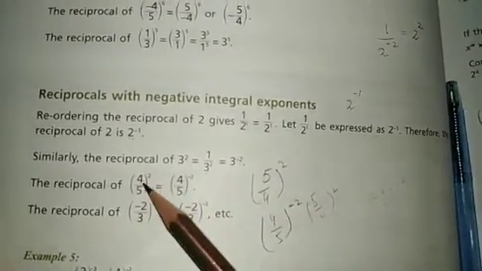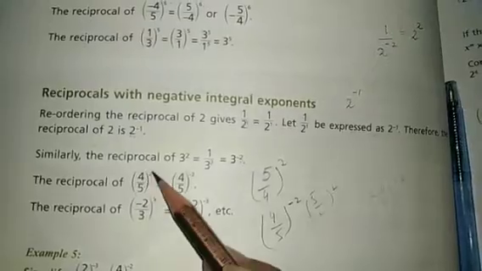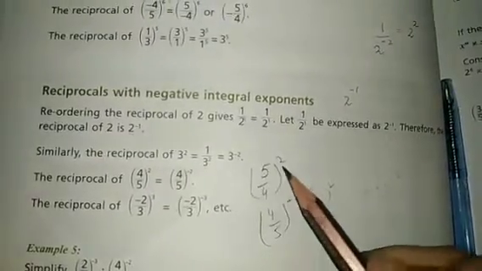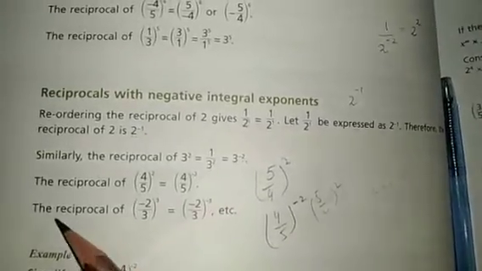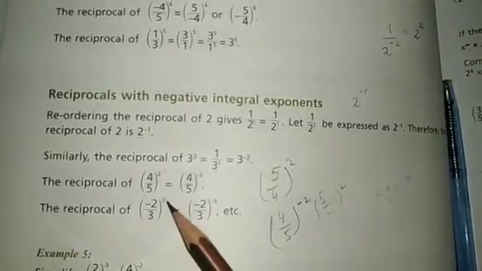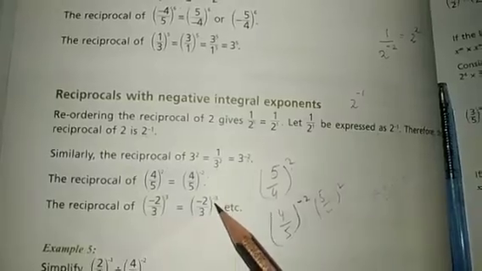So the reciprocal of 4 over 5 whole square is also equal to 5 over 4 whole square, and 4 over 5 whole power minus 2. Like that, the reciprocal of minus 2 over 3 cube is equal to minus 2 over 3 power minus 3.